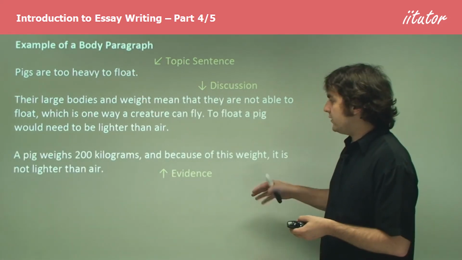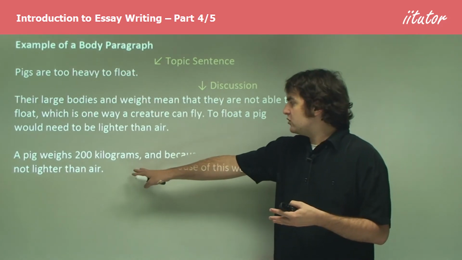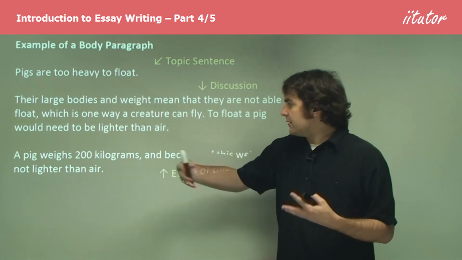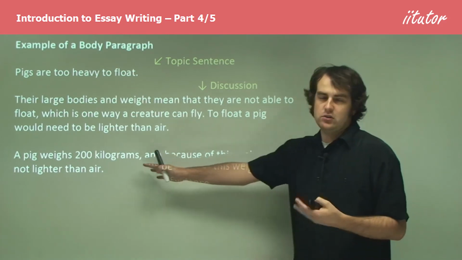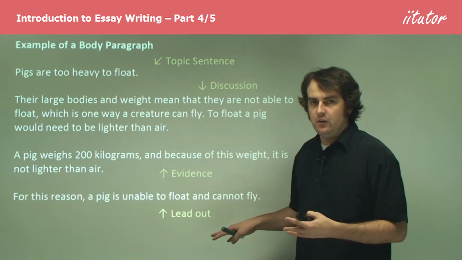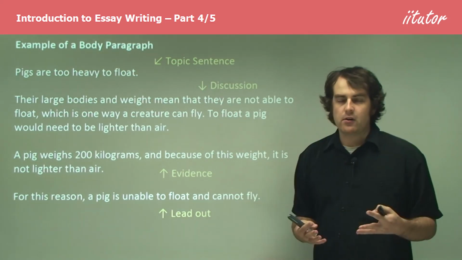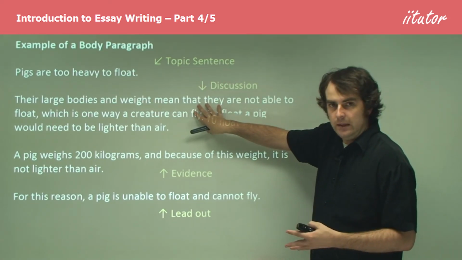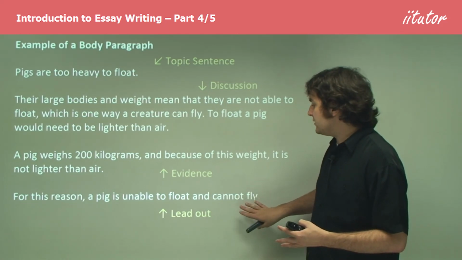And then your evidence. So our evidence is the weight of a pig. An average pig weighs 200 kilograms, and because of this weight, it is not lighter than air. So there's something that proves it, and we've got here a fact, as in the average weight of a pig is about 200 kilograms. For this reason, a pig is unable to float and cannot fly. So we've got there, from the beginning to the end, your paragraph. It starts off by explaining something. It then discusses the reasons why. It gives a bit of evidence and then finishes up by saying the reason why.